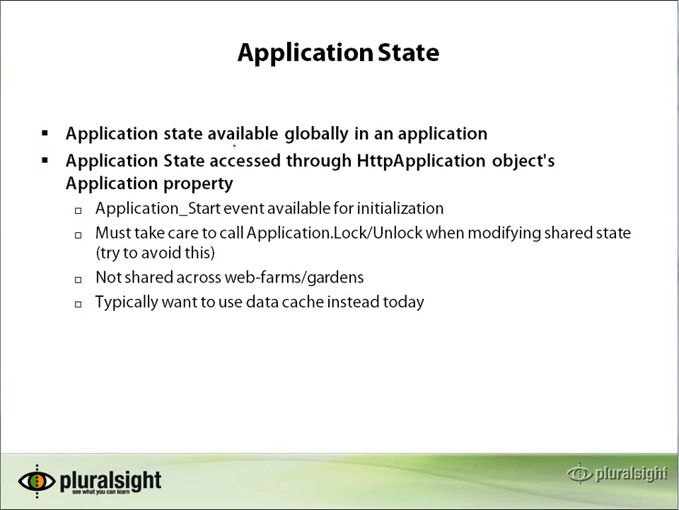So application state is available globally in the application. This is a global state repository. It's a name value collection, a hash table that is defined once in each ASP.NET application on your site. And you can use it just to insert data and then retrieve it later somewhere else in the application. The way you access it is through the application property of the application class. So there's an HTTP application class that we looked at in our pipeline talk, and that has an application property, which is in fact the state bag you can add things to and read things from.